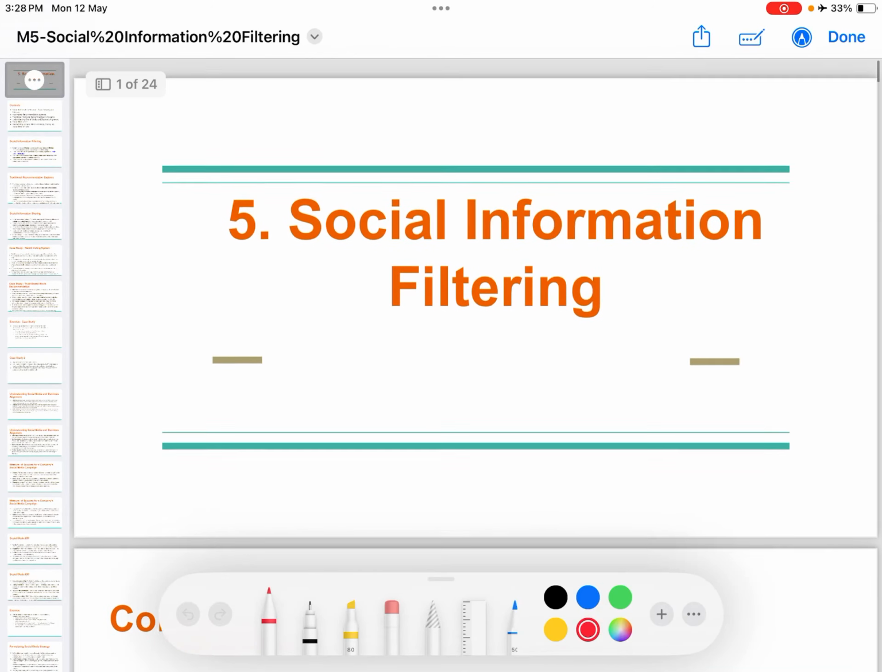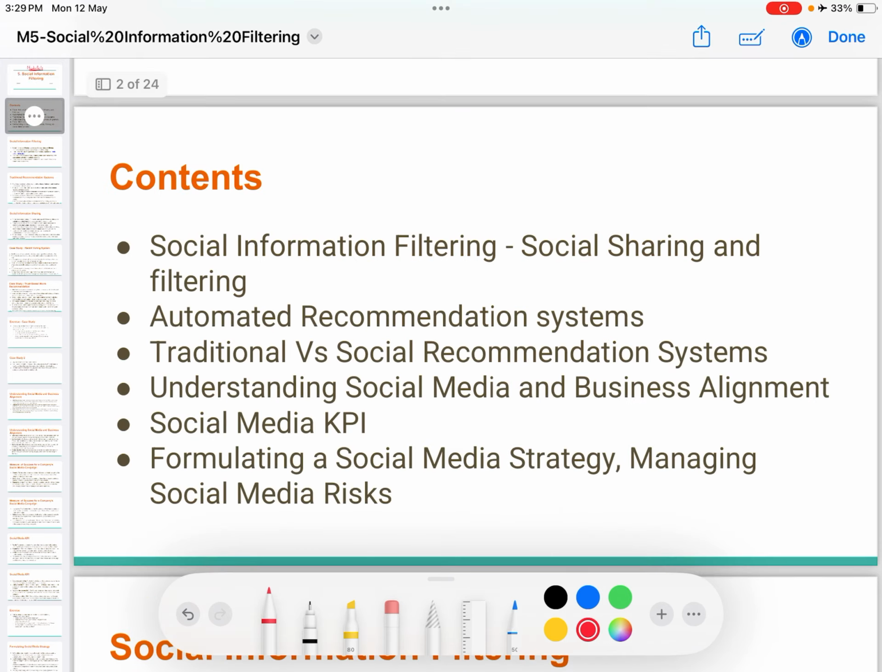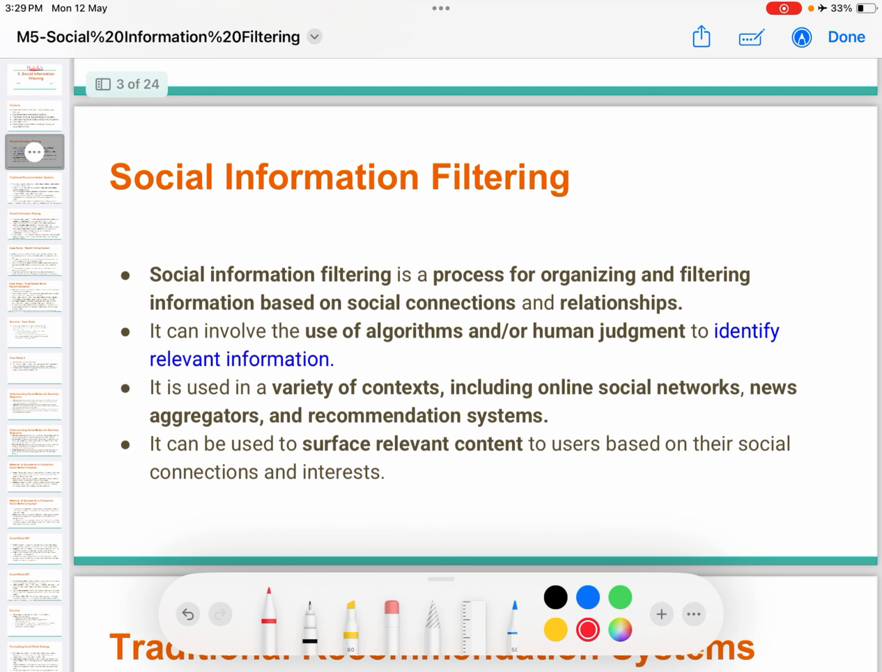So, module number 4, social information filtering. What is social information filtering? Social information filtering is a process for organizing and filtering information based on social connections and relationships.